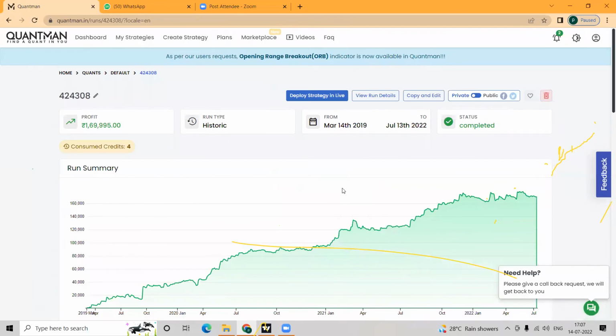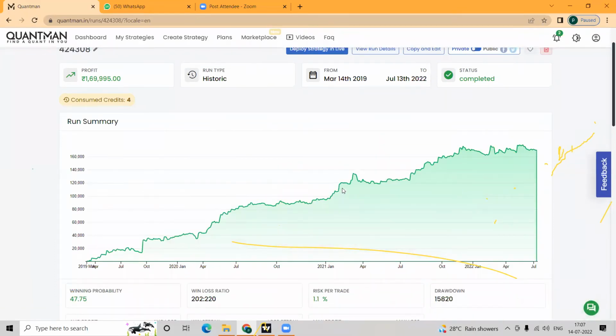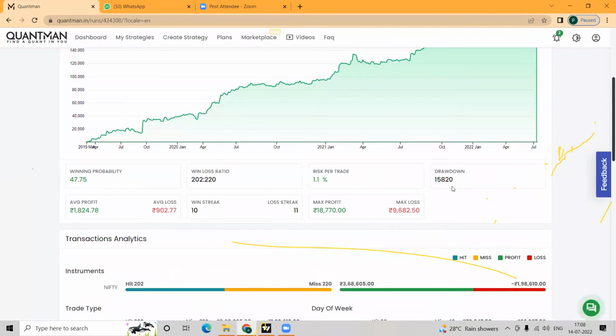So this is the results. If we would have deployed the simple previous day high broken strategy, we would have gained around 1,70,000 with the capital of 10,000, but I am not going to delude you. So please see the drawdown. If you start with a capital of 10,000, there is a 100% chance your capital would be wiped out.